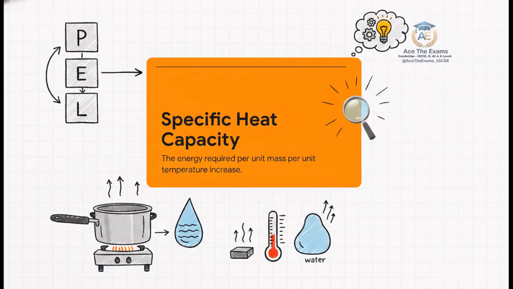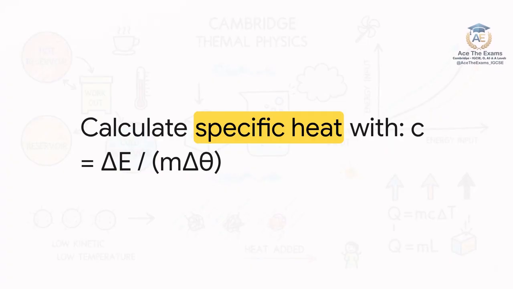Take water, for instance. It has a super high specific heat capacity. But low-capacity materials, like an aluminum pan, take very little energy to heat up. So if you have identical masses of both, the pan is going to heat up way faster than the water inside it. Now, here's the crucial formula that ties all this together.